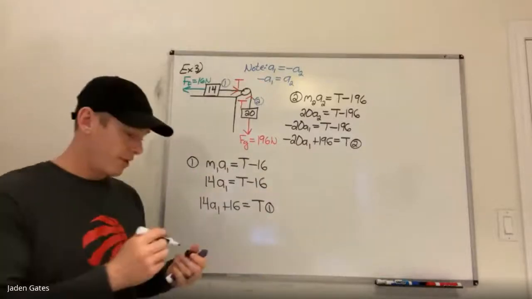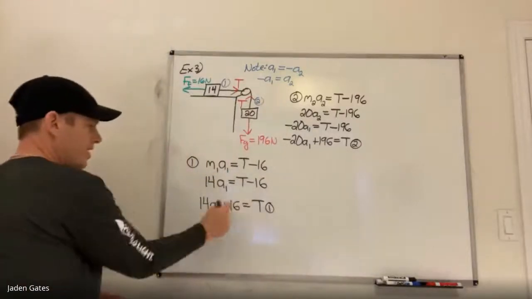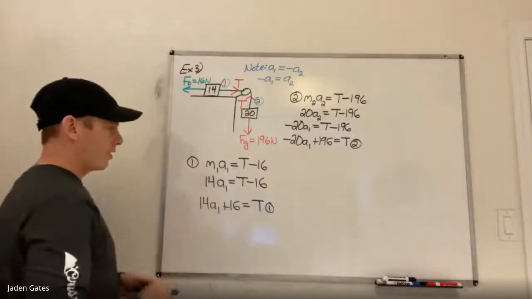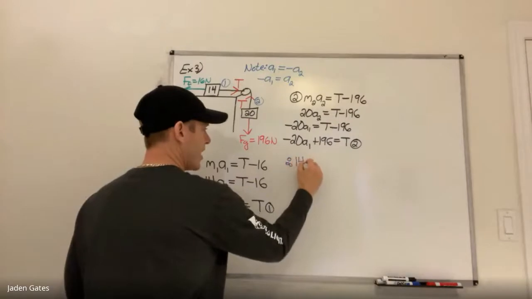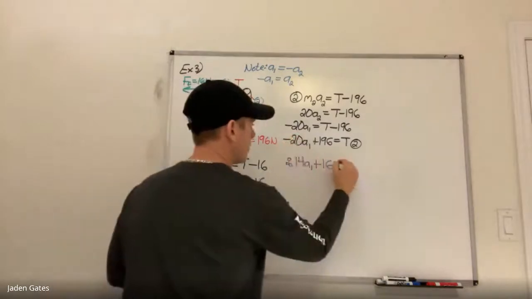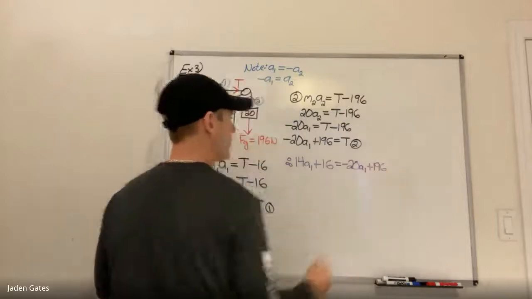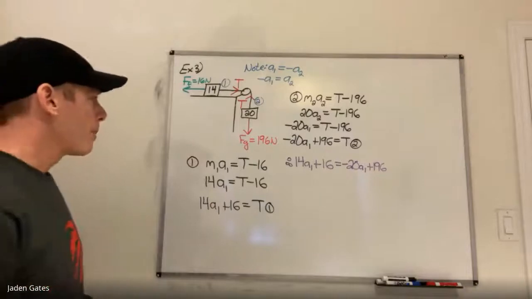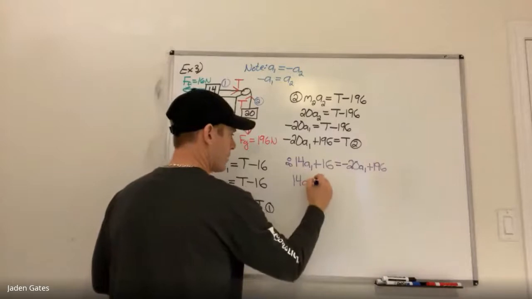So as I mentioned, I'm down to two equations and two unknowns. I can solve this. And again, I use substitution, the simplest form of substitution. T equals this, T equals that. So these two are equal to each other. All right, so therefore, 14A1 plus 16 is equal to minus 20A1 plus 196. And again, the reason we do substitution is because now I'm down to one equation, one unknown. All right, I'm going to move the minus 20A1 over to the other side, so it's going to become a positive 20A1.